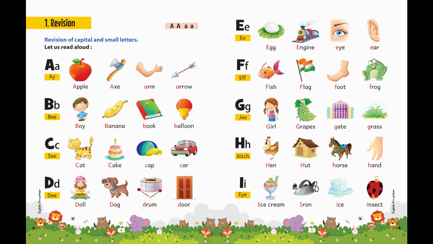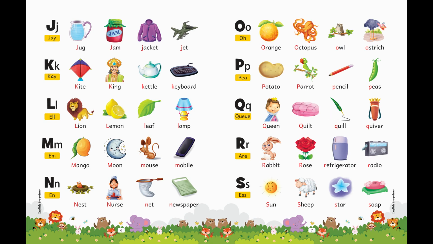H says H. H for hen, heart, horse, and hand. I says I. I for ice cream, iron, ice, and insect. Great job, everyone. Say the words aloud and remember their starting sounds. Let's continue with more letters.